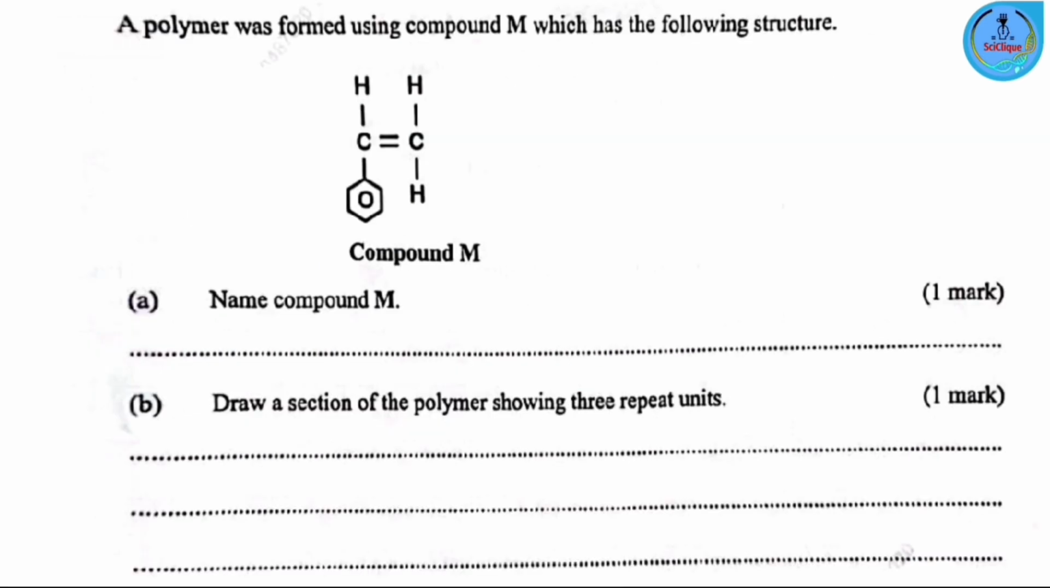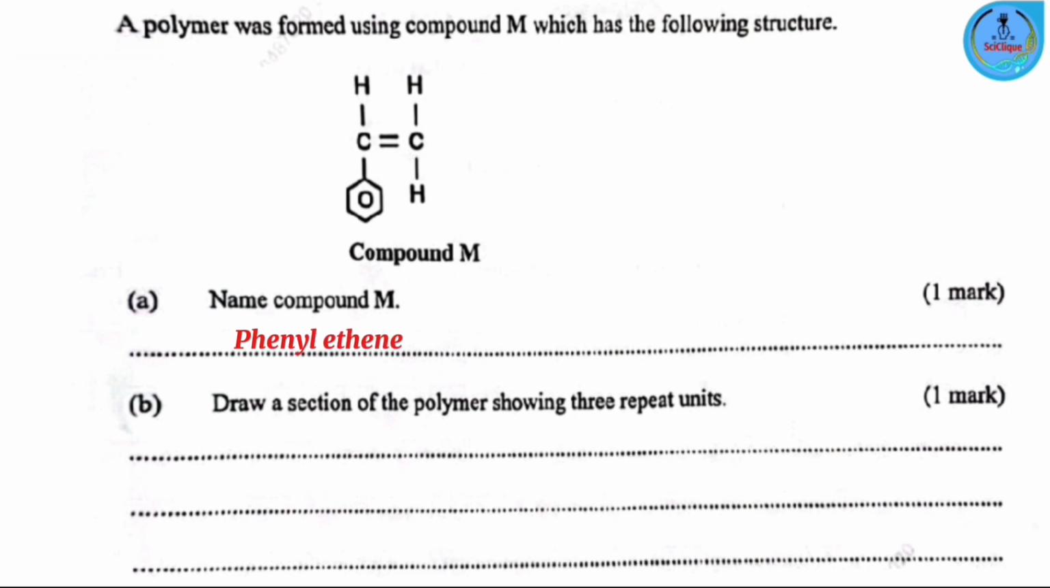On to our next question. A polymer was formed using compound M, which has the following structure. Okay, so we have a polymer that was formed using compound M. So that means M is our monomer. Monomers are simply small units which, when joined together, form this long, complex compound that is known as a polymer. Now, name compound M. M is phenylethene.